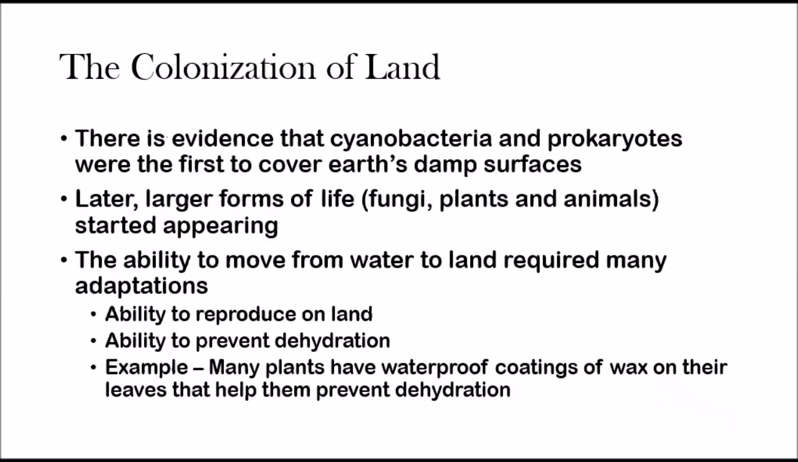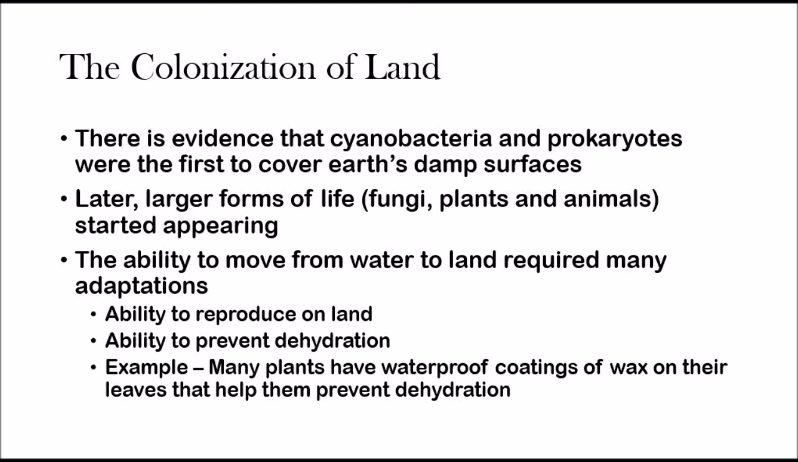The colonization of land. This is also a very big part of the history of life. This is basically organisms moving from water, which is where they originated. Remember, I said protocells were probably formed in water. So the colonization of land is a very important piece when organisms moved from water onto the land and started living there. There is evidence that cyanobacteria and prokaryotes were the first to cover Earth's damp surfaces, which was land. Later, larger forms of life, fungi, plants, and animals started appearing.